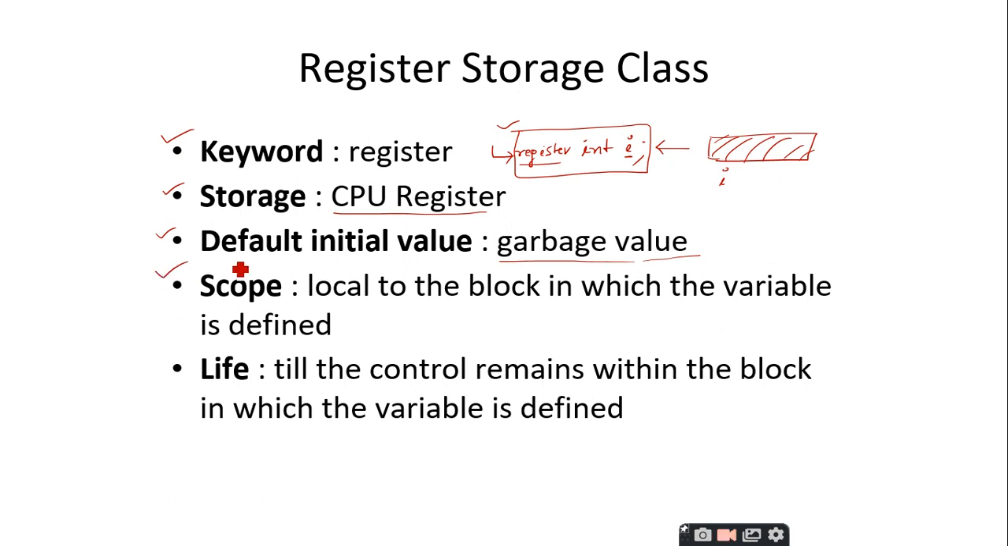And the scope is local to the block within which the variable is defined. So when you declare this register variable within a block, the scope will be from the point of declaration to the end of that block. Similarly, the lifetime of the variable will be from the point of declaration till the control remains within this block. When the control goes out of this block, then the variable will be dead. This is what we have to understand.